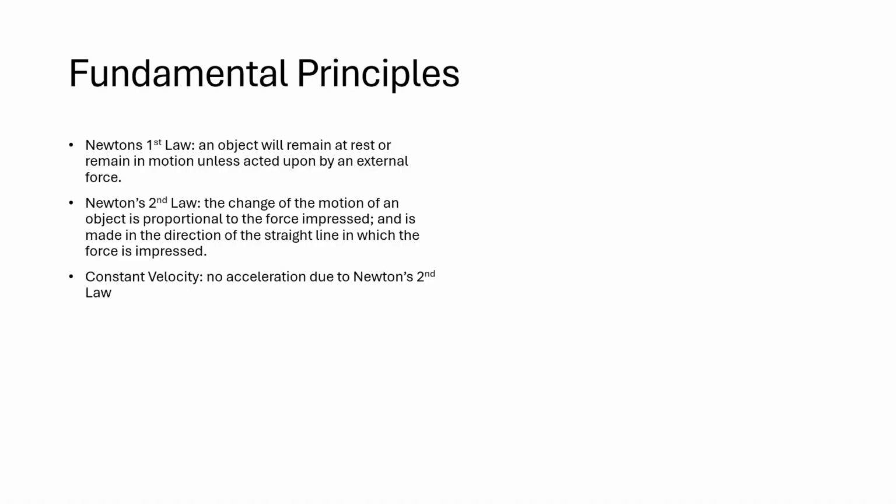Newton's first law says an object will remain at rest or remain in motion unless acted upon by an external force. Newton's second law states that the change of the motion of an object is proportional to the force impressed and is made in the direction of the straight line in which the force was impressed. Constant velocity means no acceleration, due to Newton's second law.